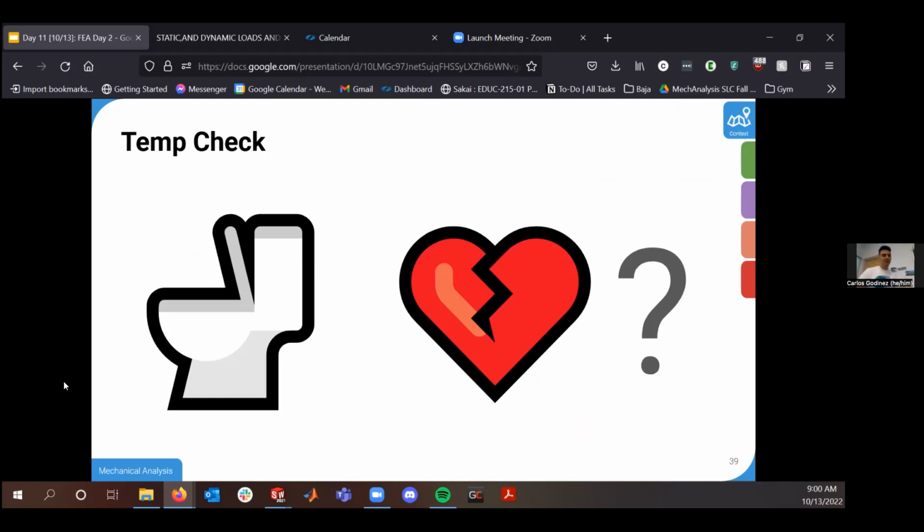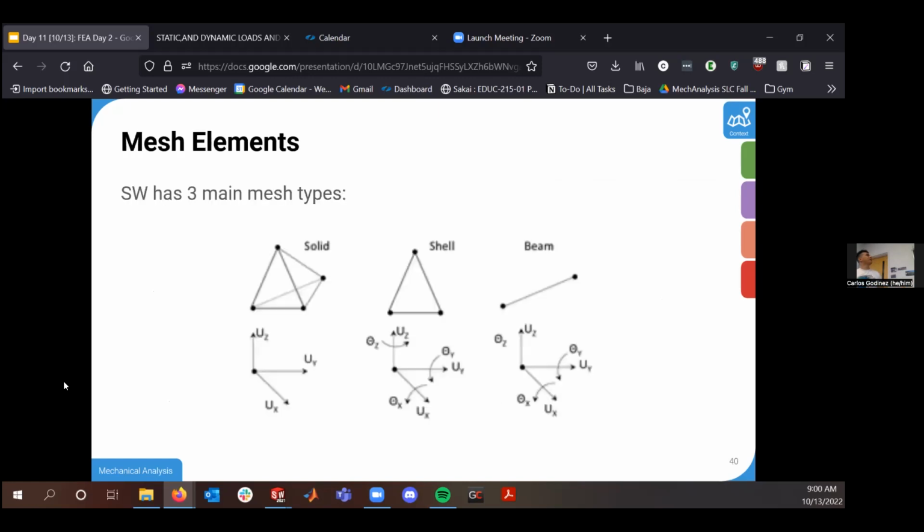Let's ride. The second part of today is we wanted to talk about mesh elements. So last week, we talked about solid elements, shell elements, and beam elements. These are the three main types of mesh elements that SOLIDWORKS uses. And so I wanted to go just a little deeper into what each individual one is. So these are the three elements, and on the bottom right here, you have the different degrees of freedom for each element. But I'll talk a little more on that.